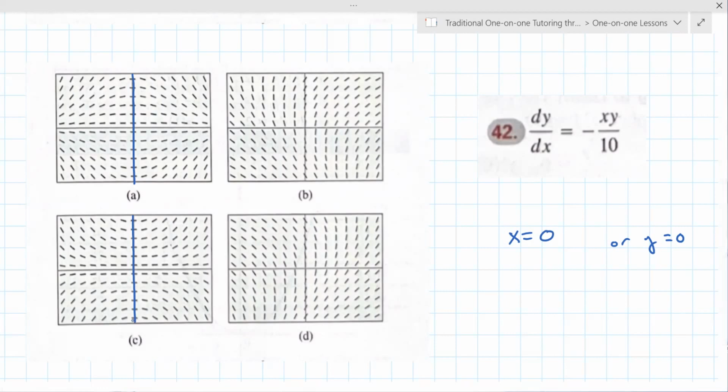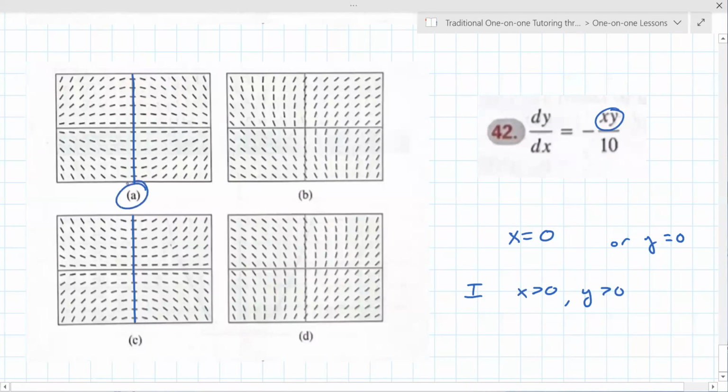Now we can do some other things here. Like you can look at signs. So what do you know about the first quadrant? In quadrant 1, they're both positive. Yeah. So that tells you, because you're negating it, that you should have a negative slope in that quadrant. Pick any combination of numbers and it should give you a negative slope in the first quadrant. Oh, I see. Okay.